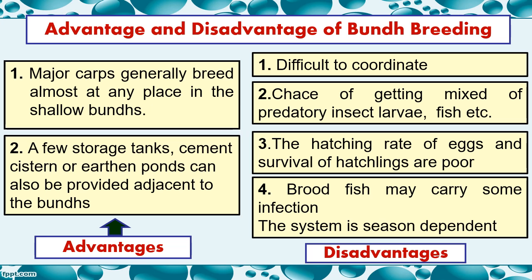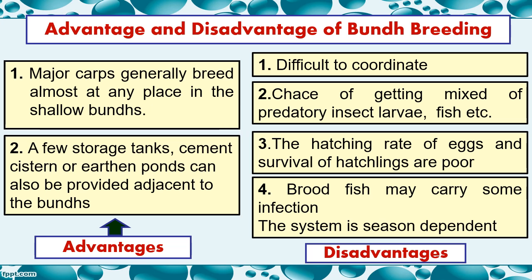But the major disadvantages of bund breeding are, first, it is very difficult to coordinate the breeding activity in the bunds. Mostly the collection of spawn takes lots of labor, and in the vast low-lying area it is very difficult to collect each and every spawn from the bunds. Secondly, there is a chance of getting a mix of predatory insect larvae or predatory fish in the bunds since it is near the natural environment. It is out of control of the farmer.